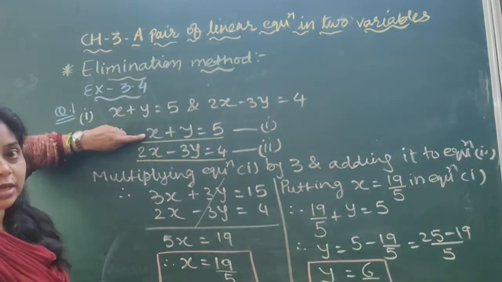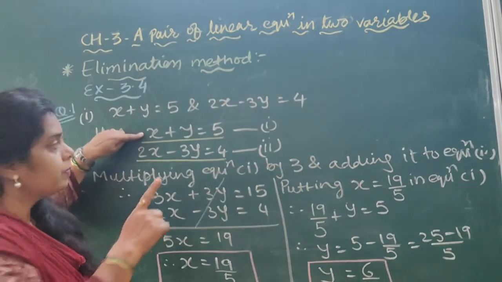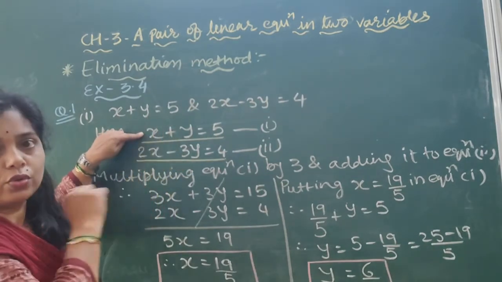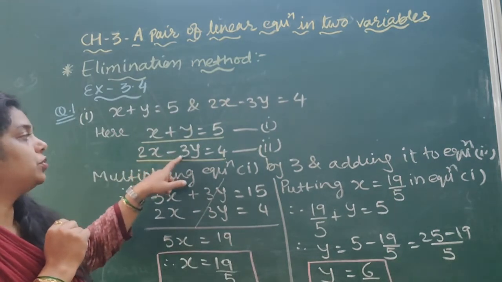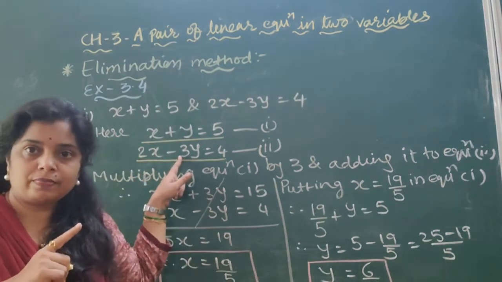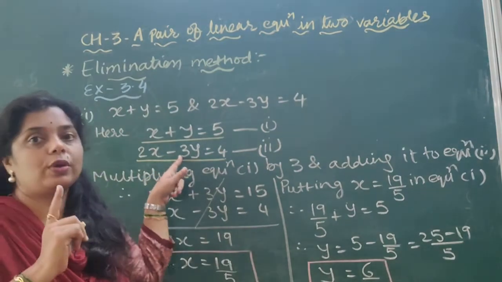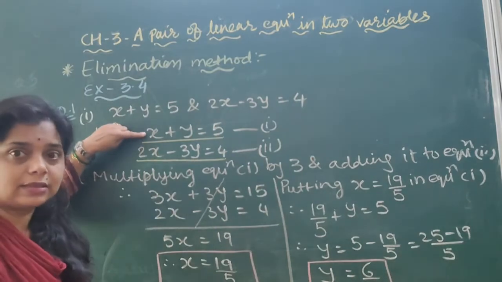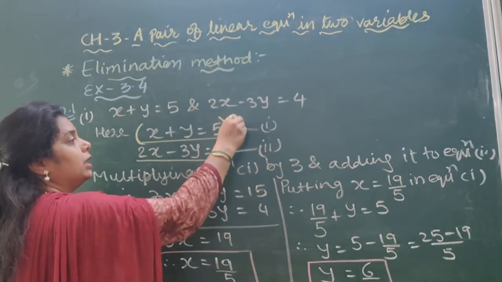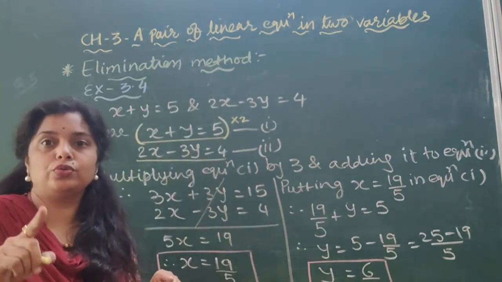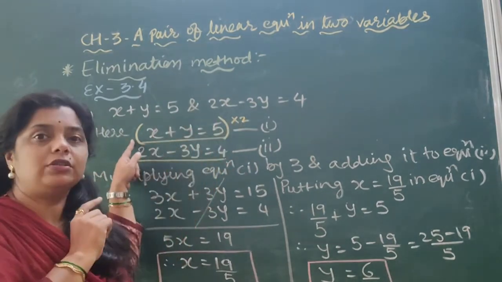First of all, as you see here, in the first equation the coefficient of x is 1 and the coefficient of y is also 1. In the second equation, the coefficient of x is 2 and the coefficient of y is minus 3. Do not ignore the minus sign or negative sign. If you want to eliminate x, then what should we do? We have to multiply the whole equation with 2 if you want to remove x.